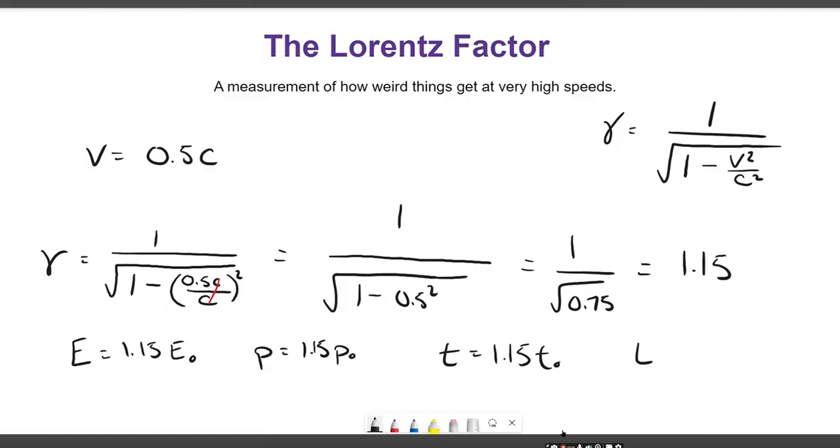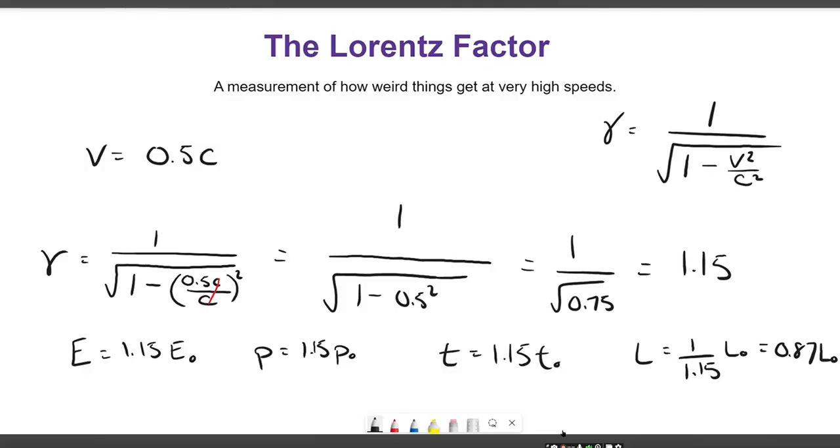So our length is going to be 1 divided by 1.15 times the length in the moving frame. So 1 divided by 1.15 is just 0.87 times the normal length. So obviously this is going to change by a much bigger factor if you're much closer to the speed of light, like 0.9, 0.95, and so on.